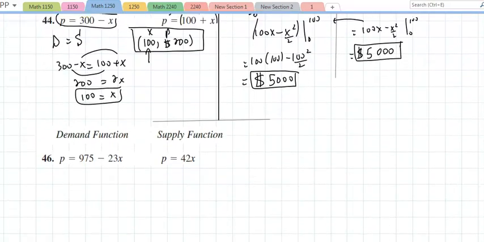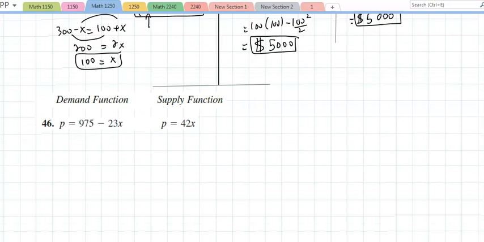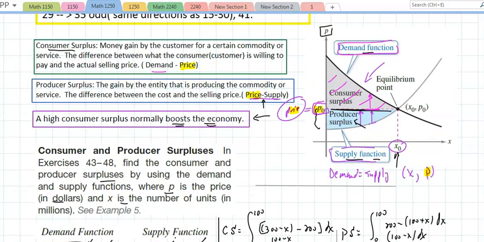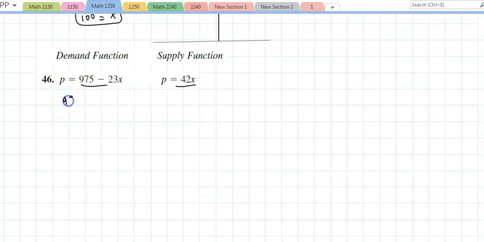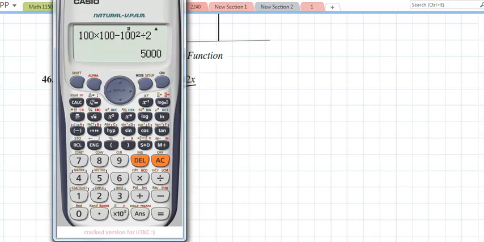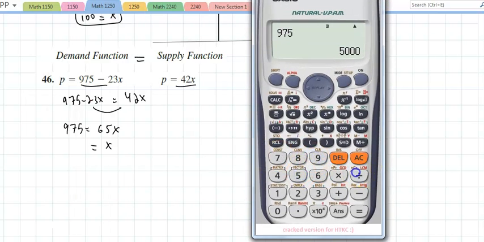If I look at the next problem, the same deal. First, I want to figure out the equilibrium. I want to figure out where is the x sub 0 and that p sub 0 instead of y. So again, I'll set 975 minus 23x equal to 42x. Basically what I'm doing, I'm setting the supply equal to the demand, and I solve that. I'll get 975 equal 65x. So x would be 975 divided by 65, 15.